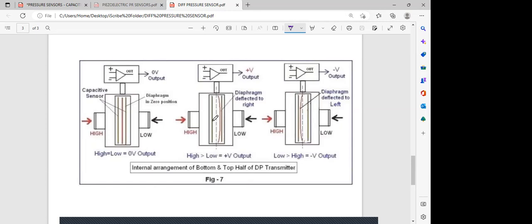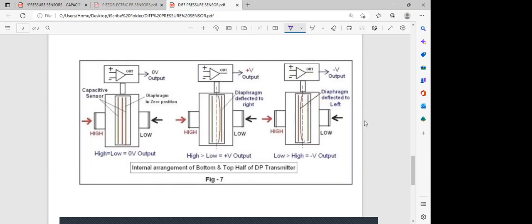Why? Because this distance has now increased. When the distance is increased, the capacitance is going to decrease, from that formula, C is equal to epsilon multiplied by A divided by D. But the capacitance on your right-hand side has increased because your distance between the two plates has decreased. So that differential of your capacitance is then sent to a differential amplifier, and then you will get a positive output.